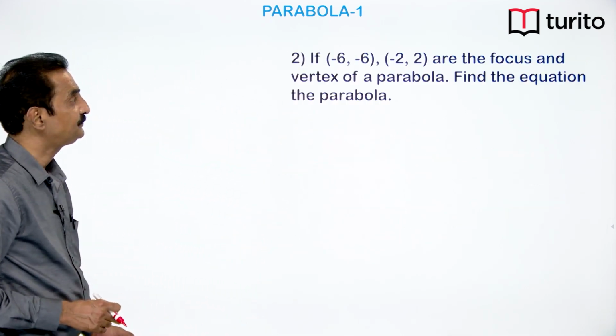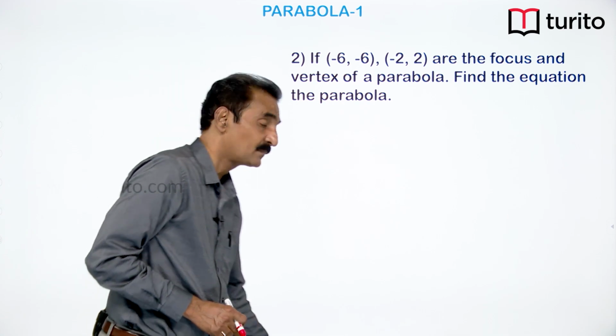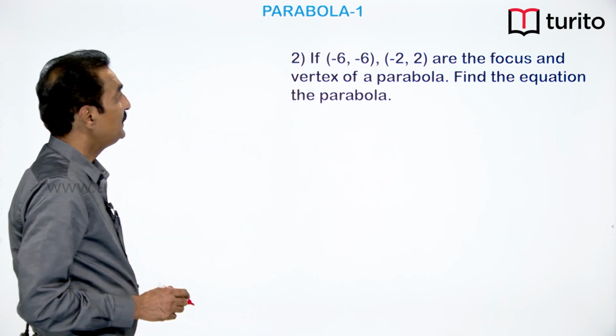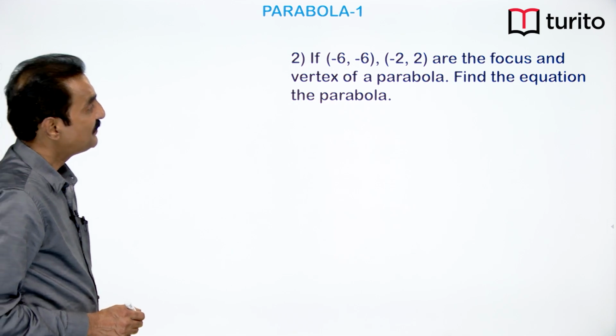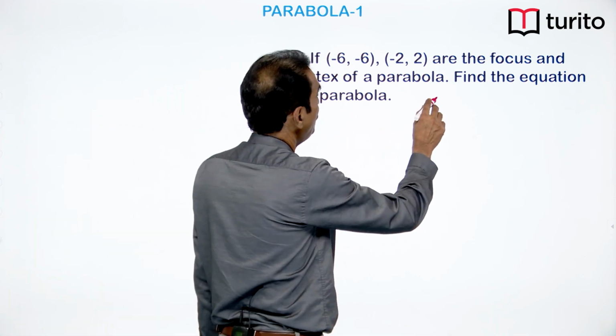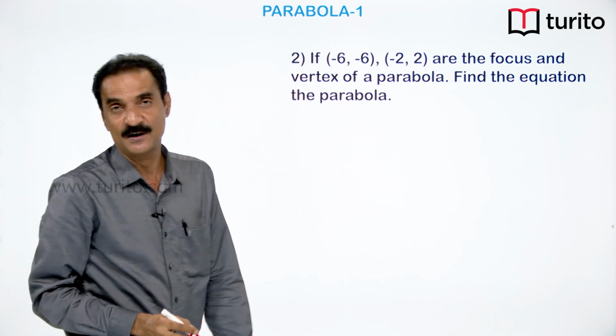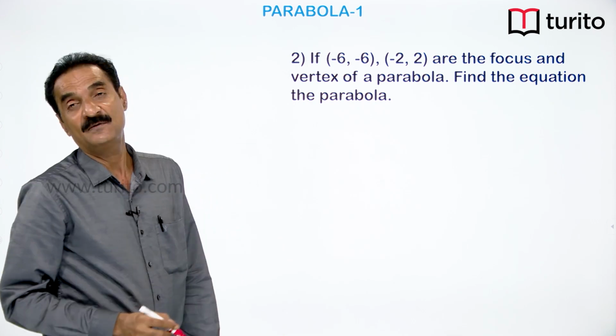Next, if (minus 6, minus 6) and (minus 2, 2) are the focus and vertex of a parabola, find the equation of the parabola.